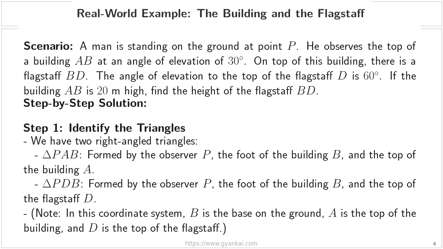Just a quick note on our labels here to keep everything clear. Point B represents the base on the ground, point A is the top of the building, and point D is the highest point of the flagstaff. Now, in the next slide, we will start using the information from this first triangle to find our common side. Now that we have gone over the general strategy for tackling complex scenarios, let's put that theory into practice with a concrete example.